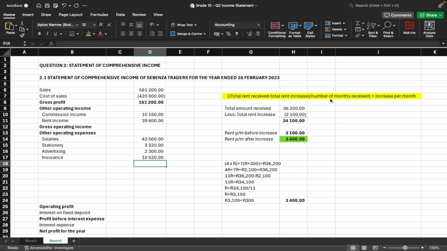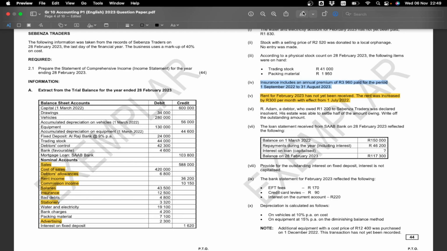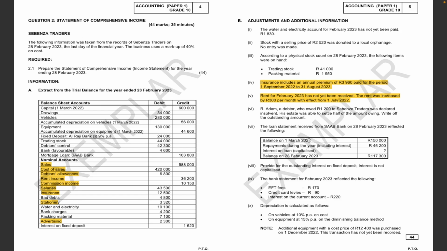That is how much my insurance is supposed to be, and not the 12,500, because the 12,500 includes a payment for months outside my financial period. And that's how easy it is to deal with the insurance when you're given such a statement in additional information. So we're done with that one. Let's highlight our insurance. And you can see how helpful highlighting is, because it helps you see what you have not done and what you have already taken into account.